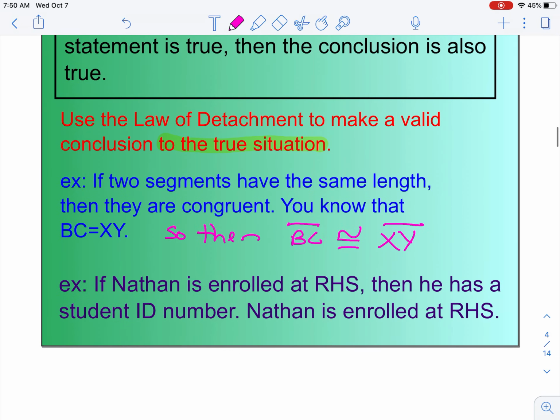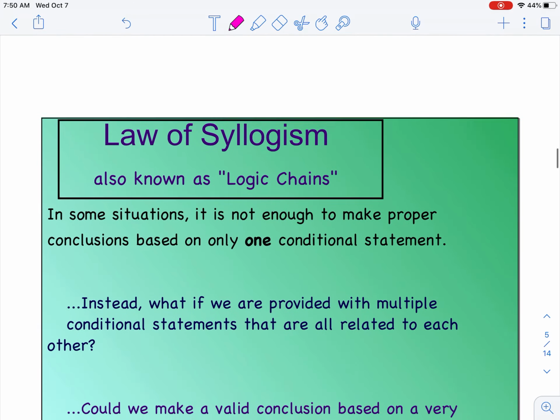Here's another example. If Nathan is enrolled at RHS, then he has a student ID number. That's a true statement. Every RHS student has a student ID number. So Nathan is enrolled at RHS, so then Nathan has a student ID number. All right, so law of detachment.